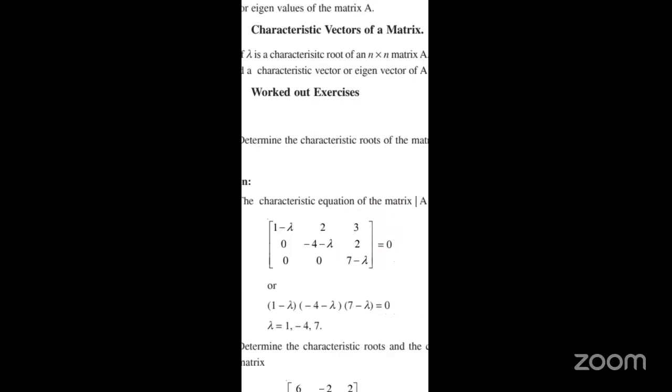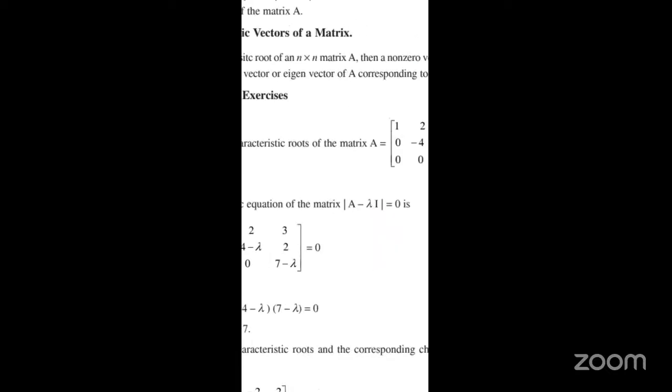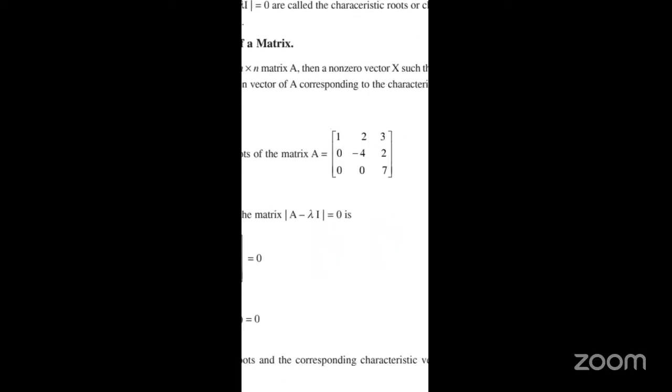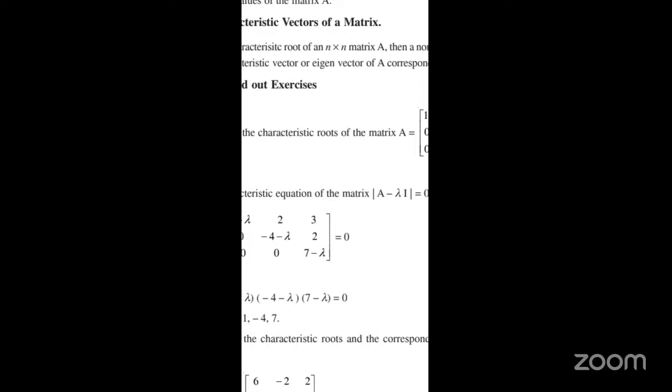You have to see and refer to the problem. Determine the characteristic roots of the matrix A. Given the matrix A, the order is 3 by 3. The first row is 1, 2, 3, the second row is 0, -4, 2, and the third row is 0, 0, 7. Now, that 3 by 3 matrix is given, and we have to find the characteristic roots.